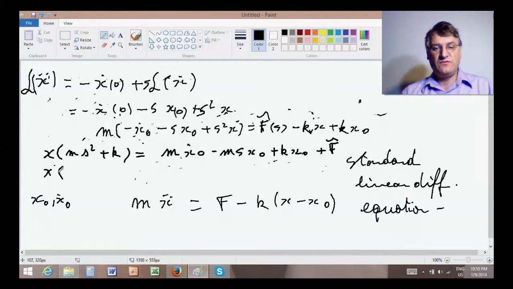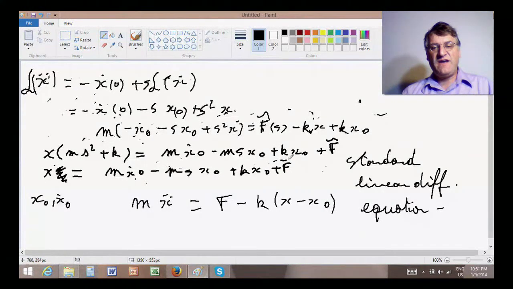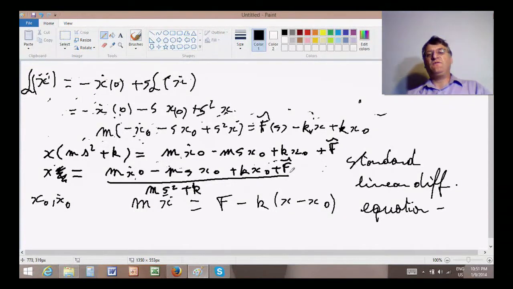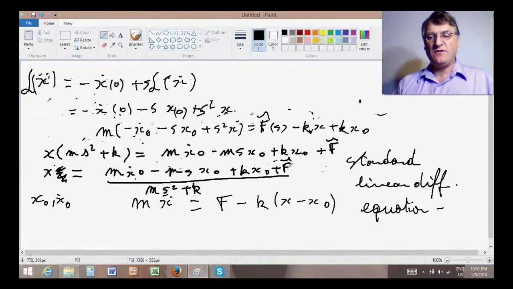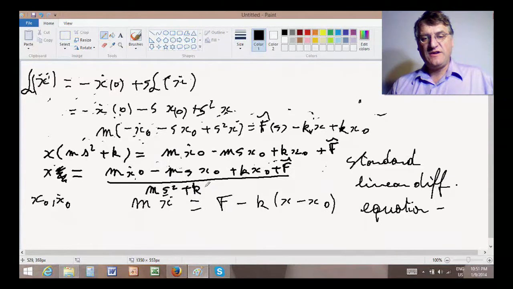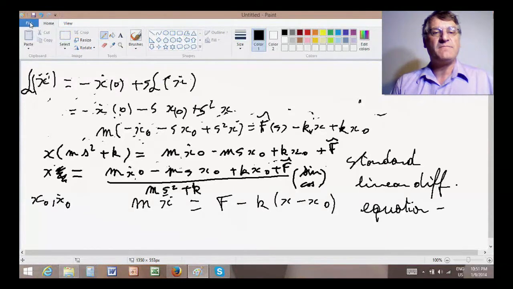or x is equal to m x dot 0 minus m s x0 plus k x0 plus f hat, divided by ms squared plus k. Now, of course, the final solution to this equation depends on x0, x dot 0, and f. However, you can recognize that there is a denominator here which looks like s squared plus 1. That is the sure sign that you're going to have sines and cosines in the time representation of this solution. But I'll skip that, we'll talk about it later.